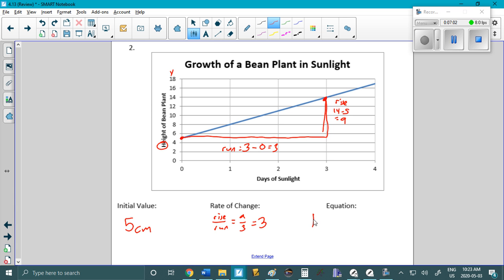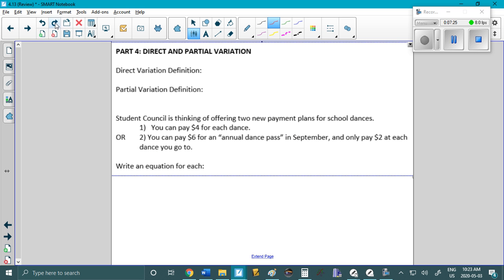And for the equation, well, instead of c for cost, we can see that our y value, our dependent variable, is h. h equals, remember, it's y equals mx plus b. M is the rate of change, which is 3. X is this axis, so days of sunlight, so I could say d for number of days, or little n for number, and then plus the initial value, which is 5. Okay?